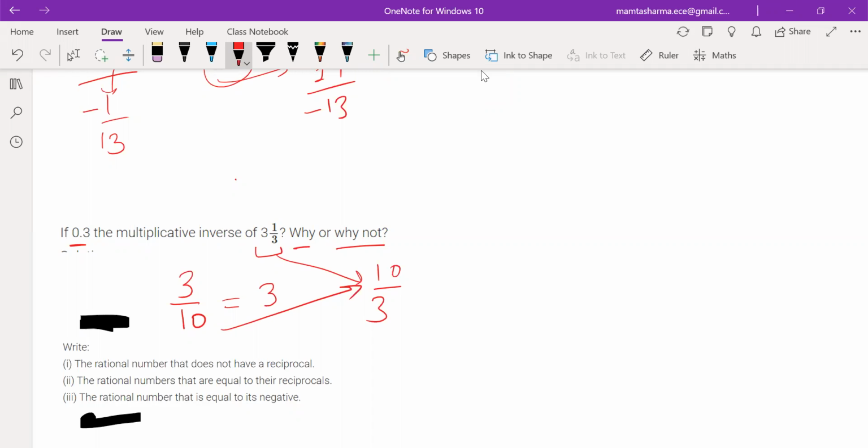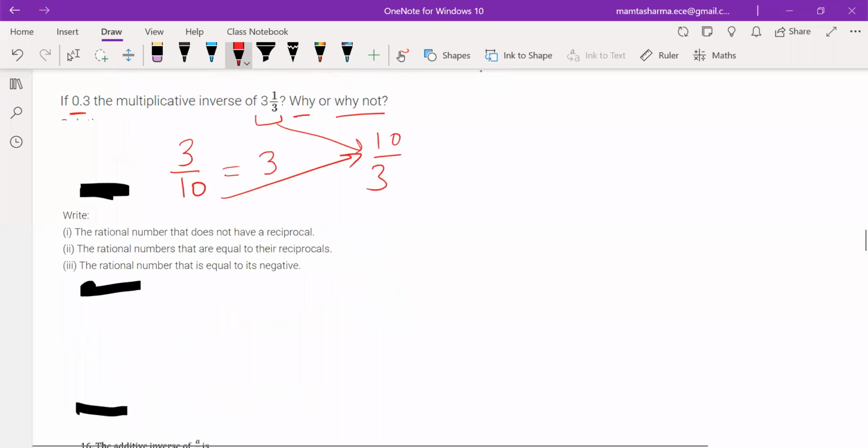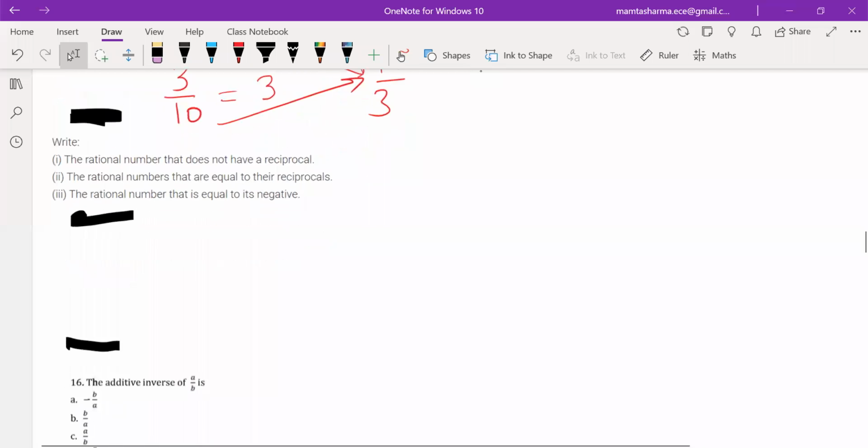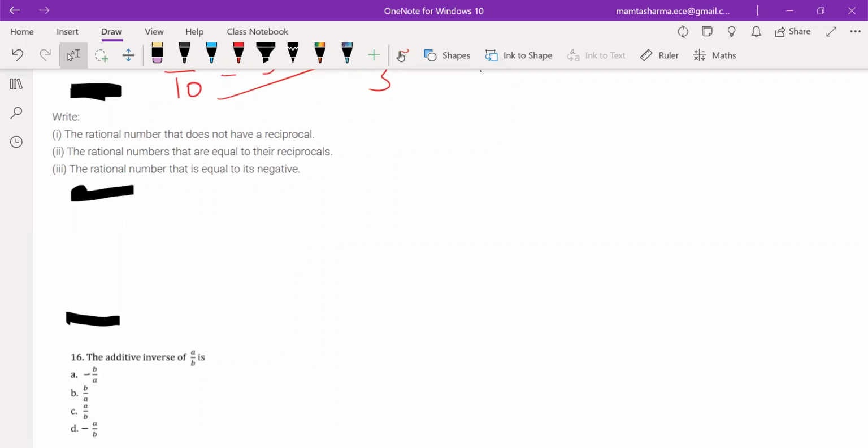Very good. Next, you have to write a rational number that does not have a reciprocal. Tell me any rational number which does not have a reciprocal. 0, ma'am. Because its reciprocal would be 1 by 0, which cannot be defined, which is undefined. Okay, very good.